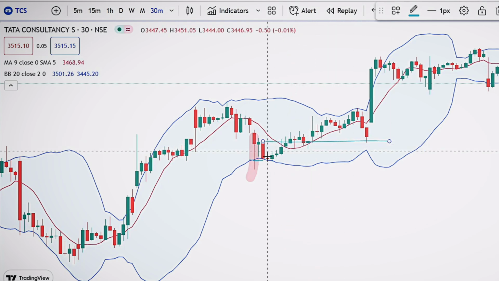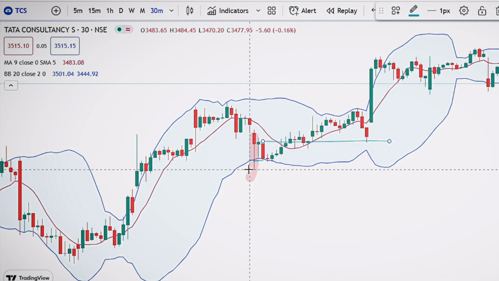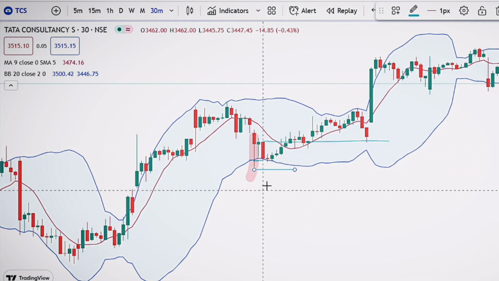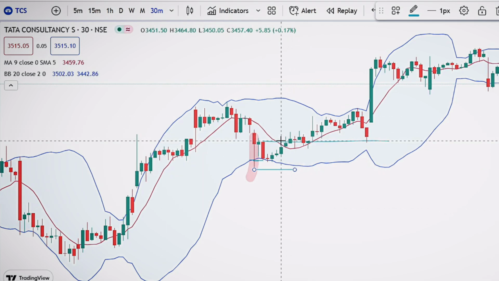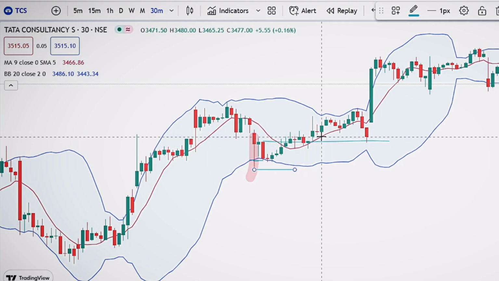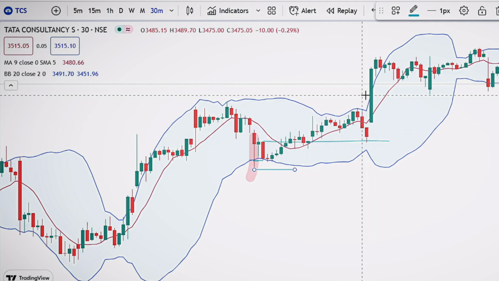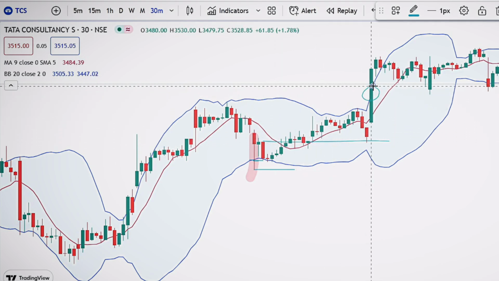We set our stop loss at the low of the red candle, and we can set two targets. The first target is the SMA middle line and the second is the upper Bollinger band. In this example, we made a good profit.